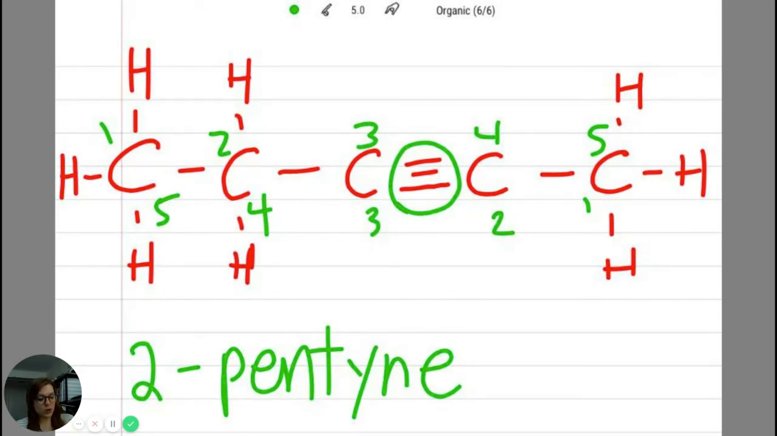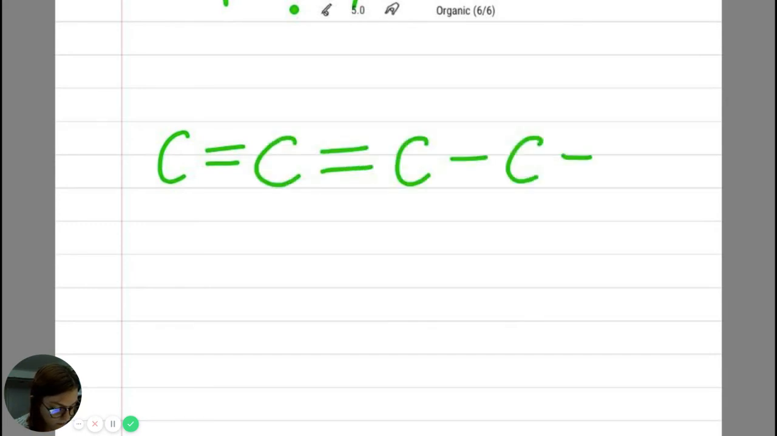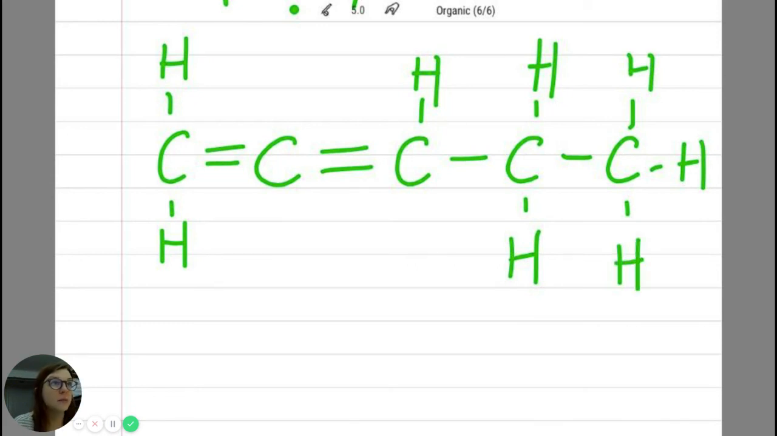I just want to show you one more thing. Okay, so let's say I have a molecule like this. I'm sorry, I'm trying to be careful with my hydrogens to make sure they look like hydrogens. And as soon as I say that, my hydrogens get uglier. So let's say I have this molecule.